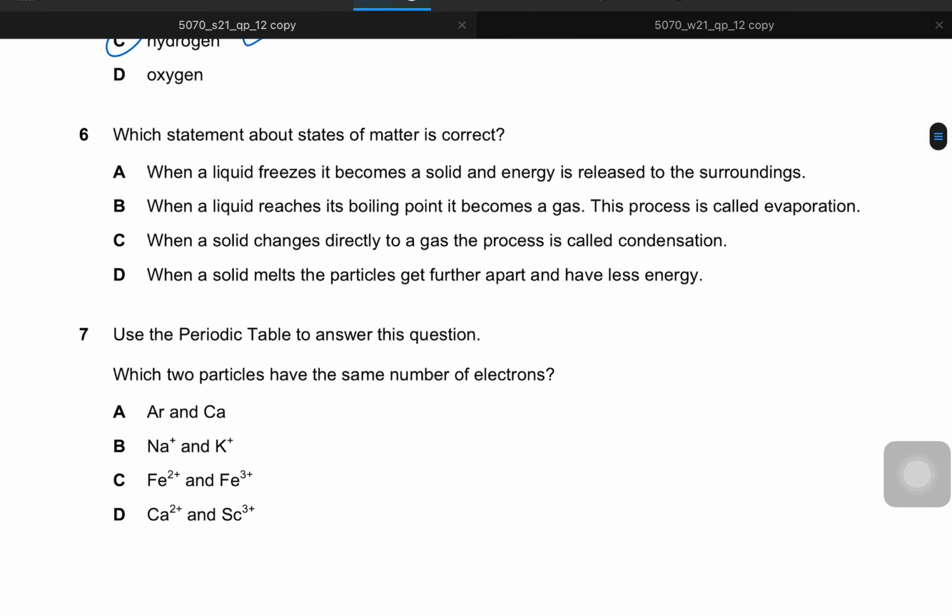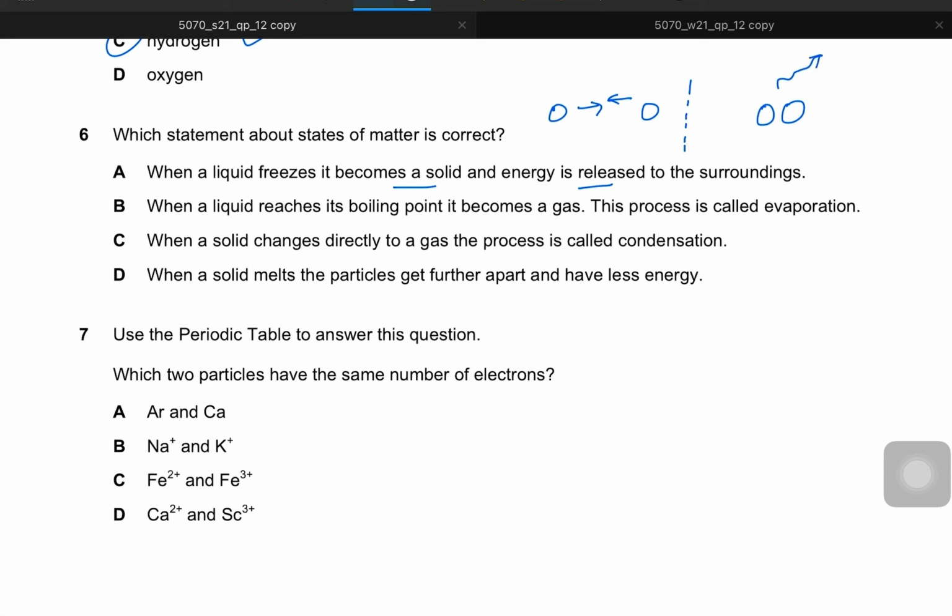Which statement about states of matter is correct? When a liquid freezes, it becomes a solid and energy is released. So when particles are coming closer, energy is released, okay, which makes sense. Whenever particles come closer, whether to make a chemical bond or to just become closer, they release energy.